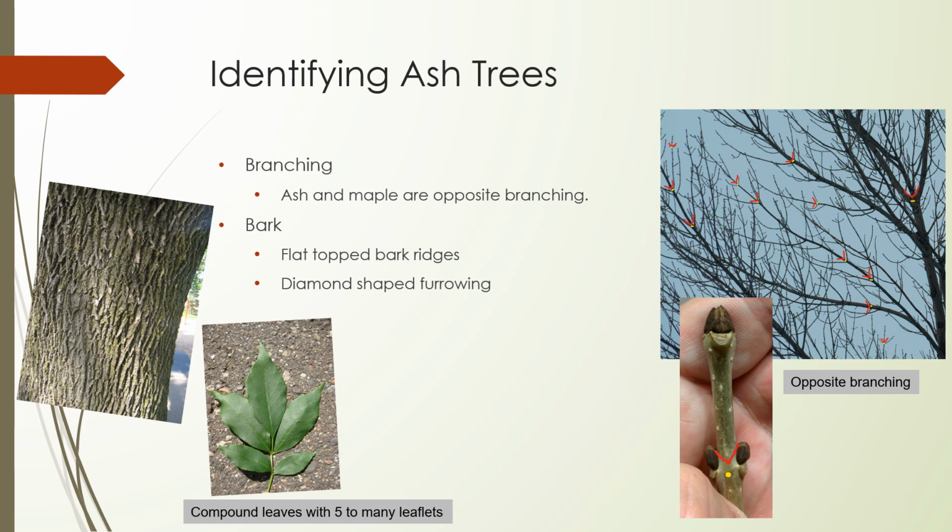During the leaf-on season, the opposite branching structure also appears in the compound leaves, where 5 or more leaflets make up an individual leaf.